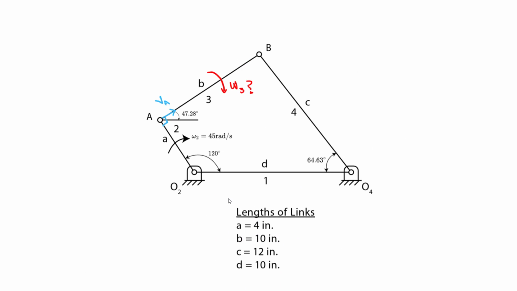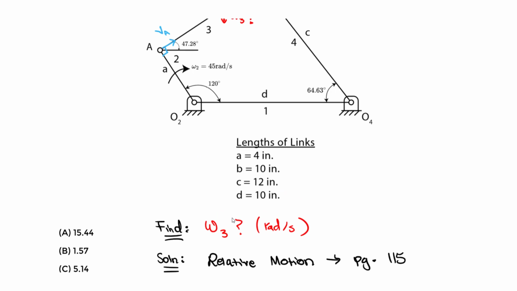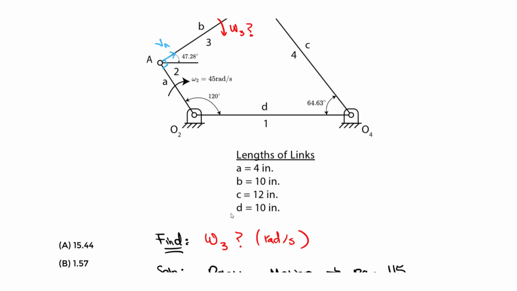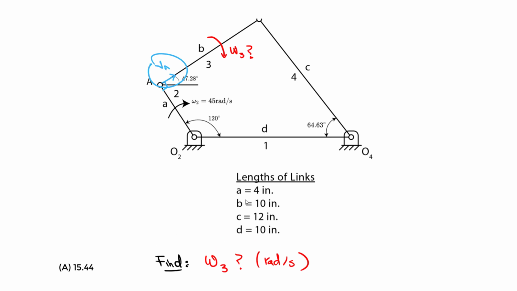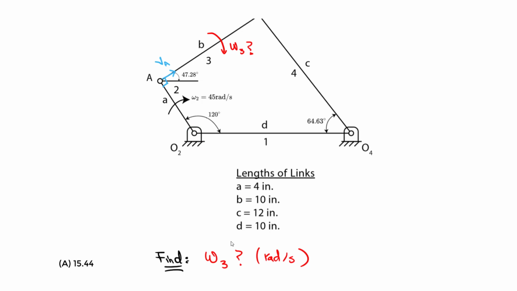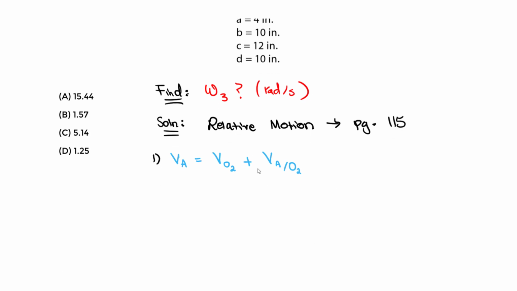So we have that, and if we actually break this down further, once again, it's the velocity at A is going to be the velocity of O2 plus the velocity at A with respect to O2. So that's the equation. And again, that's in the handbook, and that's broken down for relative motion. So we have that. Now let's break this down further.